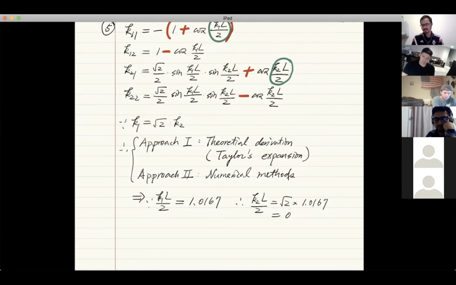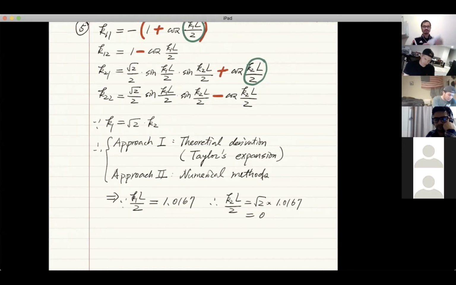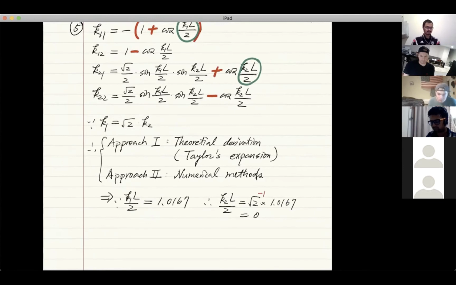So here, how do we correct it? It's very simple. You're going to love this kind of technique. To correct it, you just put -1, then you can flip it. I always do this. So this is basically 1.0167 divided by square root of 2. It turns out to be 0.7189.